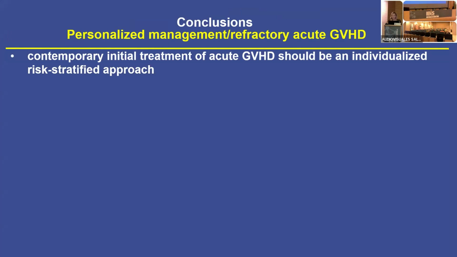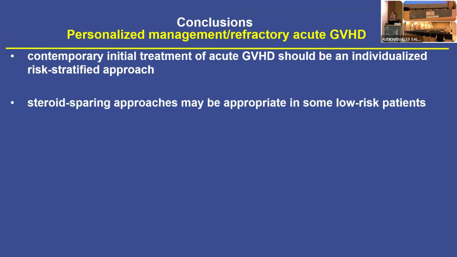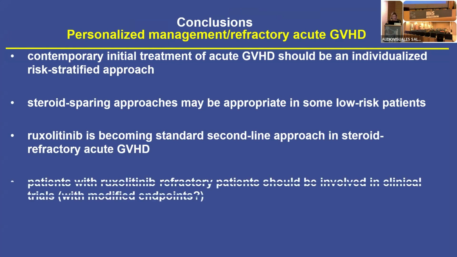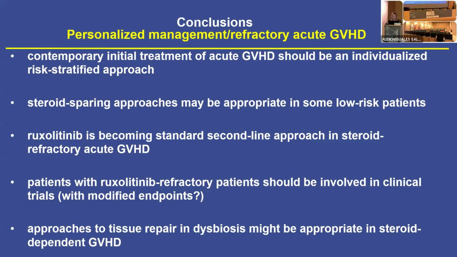the use of biomarkers, could be an individualized risk stratified approach. Some of the low-risk patients, if we define them by this approach, could be good for steroid-sparing approaches. Ruxolitinib is definitely today becoming a standard second line, and some of the patients, of course, ruxolitinib refractory patients, have only the option to be involved in clinical trials, but maybe we should start looking at endpoint at day 14 instead of day 28. And approaches to tissue repair and dysbiosis might be appropriate in those steroid refractory and steroid dependent GvHD.